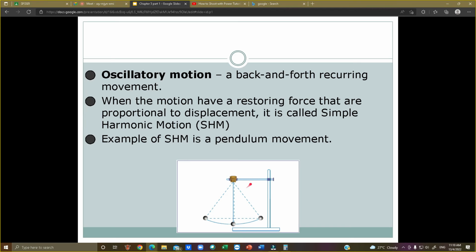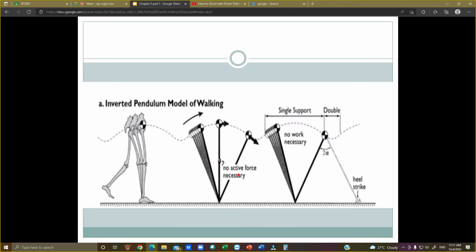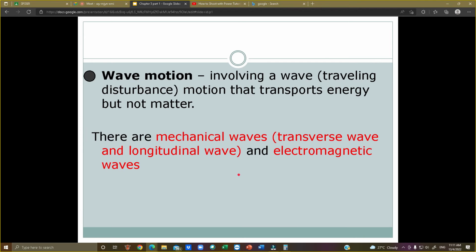You are going to notice that the batu ladung can actually move for quite some time before it stops and you need to move it again. Tu contoh pendulum. Dia guna berat batu ladung and the height of the batu ladung to make it go back and forth. That is oscillatory motion. Every time it goes back, every time it goes forth, it will restore the same amount of energy. Okay, tu contoh. And then we have wave motion.